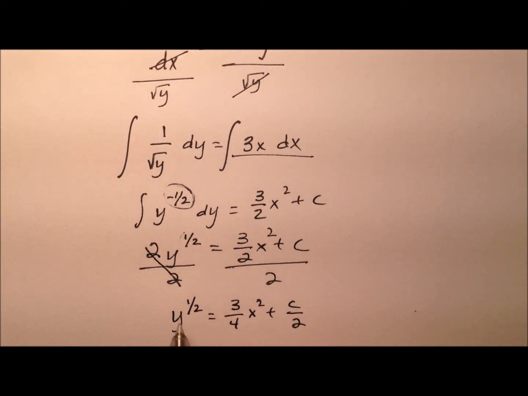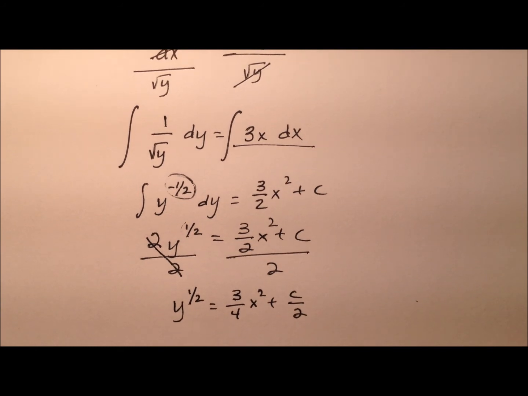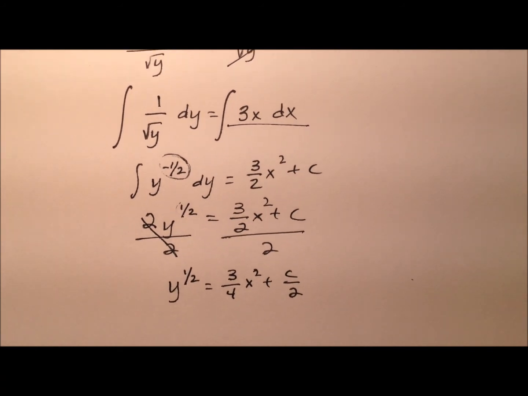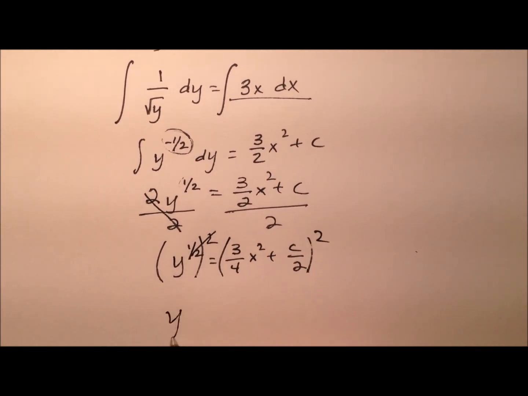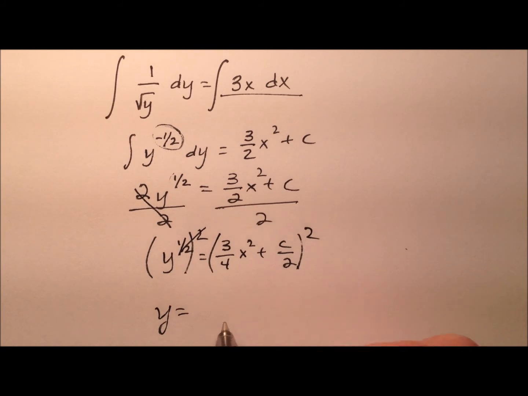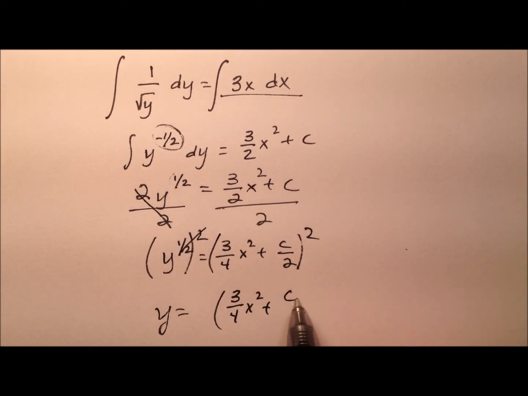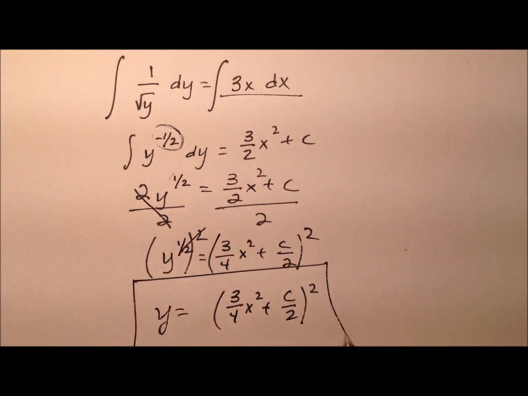And then let's go ahead and square both sides to get that y all by itself and write this in explicit form. So square the left, square the right. Looks like we have y equals 3/4 x squared plus c over 2, quantity squared. And this is a fine answer.